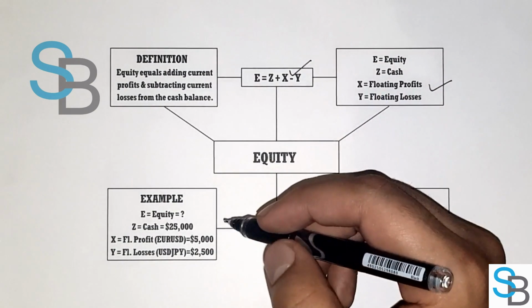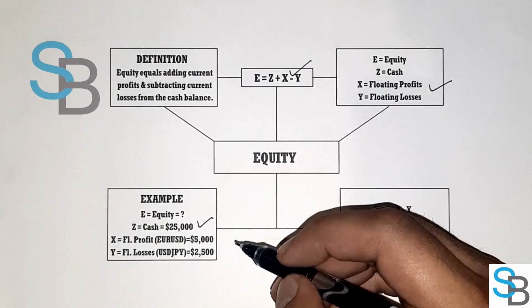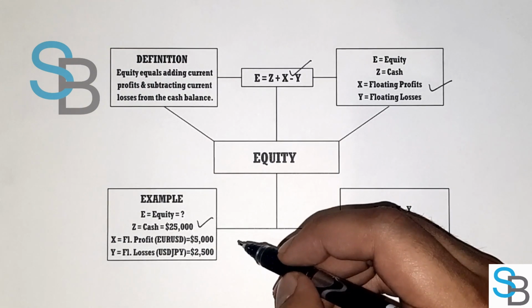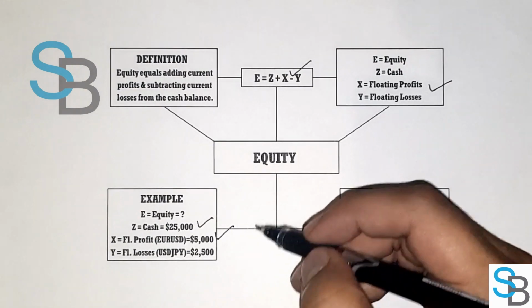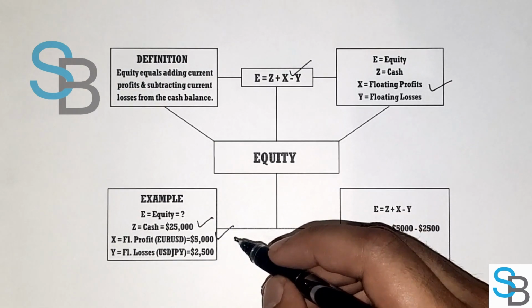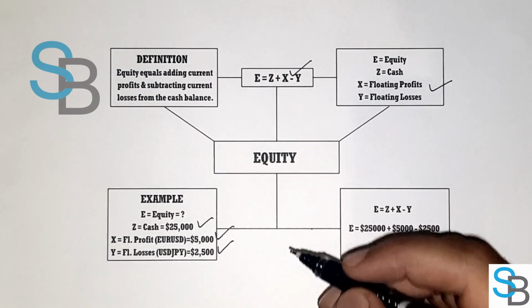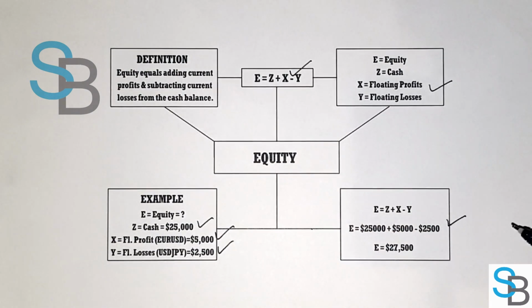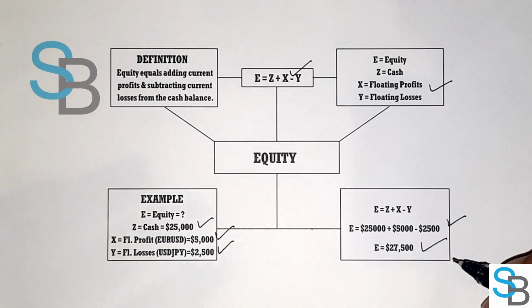Let's do a quick example. Let's say we have $25,000 cash in our account. We have an open trade on the Euro USD with a profit of $5,000 and another open trade on USD JPY with a loss of $2,500. Our equity is 25,000 plus 5,000 minus 2,500, or a total of $27,500.